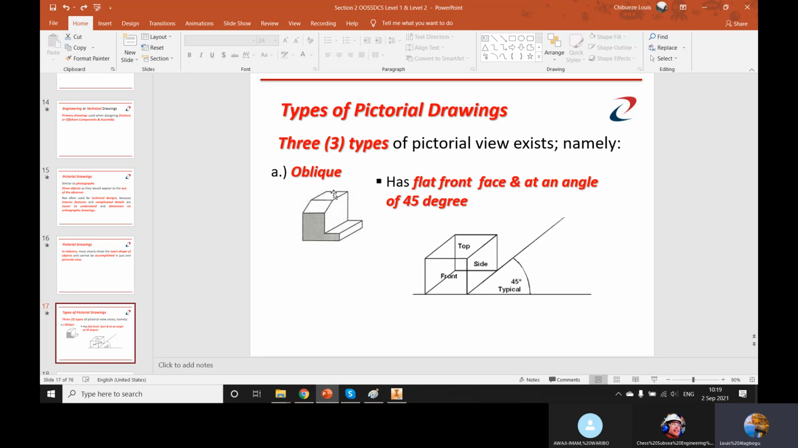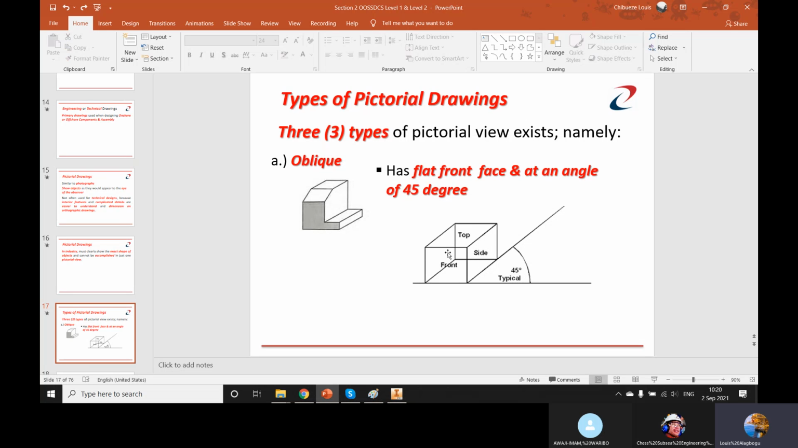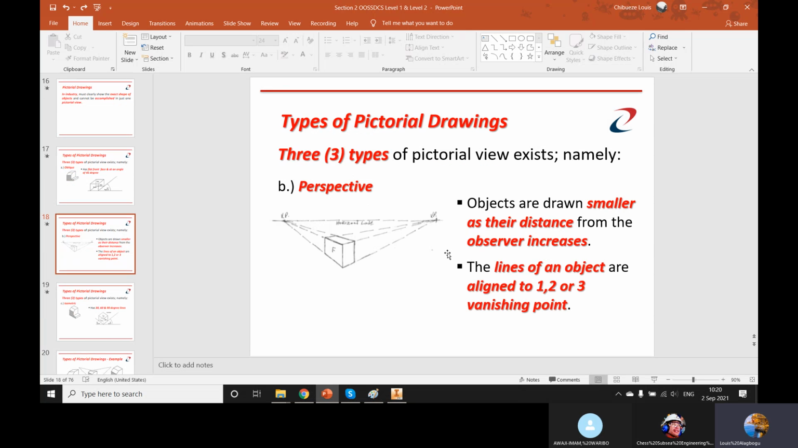So there are 3 types of pictorial view, like I said. The first one is oblique. The images are drawn at an angle of 45 degrees, just like it's shown here. So the front view, the top and the side. Then the second one is the perspective view. The objects get smaller as the distance increases. So with this, you hear terms like the vanishing points, where the object gets very small.